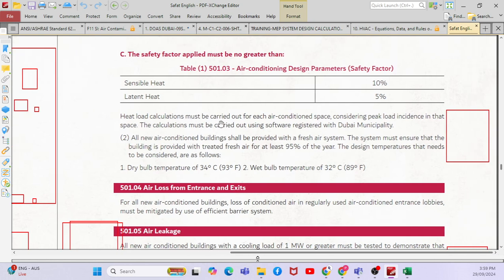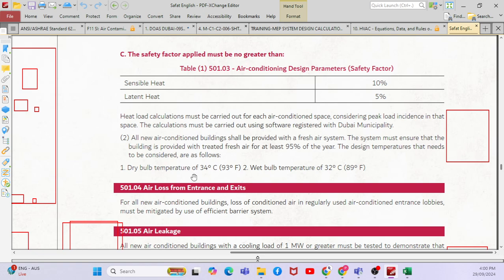The heat load calculation must be carried out for each conditioned space, considering the peak load incident in that space. The calculation must be carried out using software registered with Dubai Municipality, which is HAP software. So whenever you do the HAP thermal load calculation, you must use HAP software, which is approved by Dubai Municipality. Then all new air-conditioned buildings shall be provided with fresh air. The system must ensure that the building is provided with treated fresh air for at least 95% of the year. Clear? The design temperature to be considered is as follows.